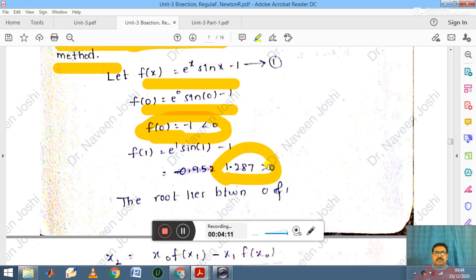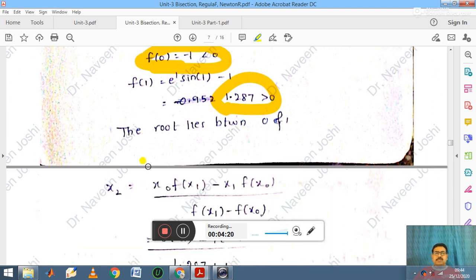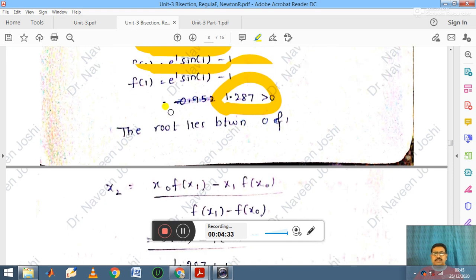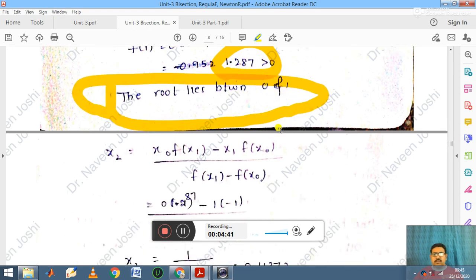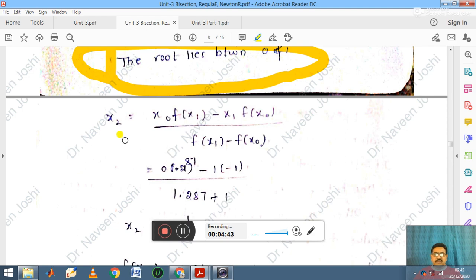Usually here, instead of a and b, let's take the symbols x0 and x1. Here the x0 value is 0 and the x1 value is 1, because the formula is written in terms of x0 and x1. Therefore instead of a and b, consider the symbols x0 and x1. In this problem, x0 is 0 and x1 is 1, because 0 and 1 is the interval. Therefore you can write that the root lies between 0 and 1. So go for the first iteration formula of the Regula-Falsi method.